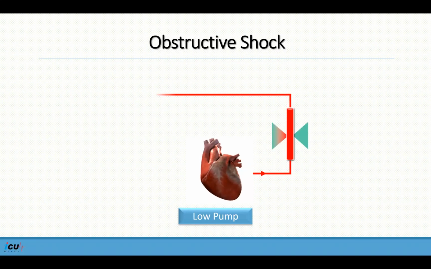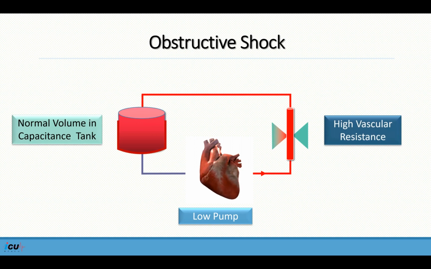So in this type of shock, which is obstructive shock, the vascular resistance is increased, but it is central. The heart has to pump against an obstruction at the central level, which could be because of pulmonary embolism, tamponade, or any other condition. Because of the obstruction, the pump is unable to pump out blood, so there is a low pump effect. Contractility would be okay if there were no obstruction, but we're not able to pump blood out of the heart. And the volume is normal in the capacitance tank.